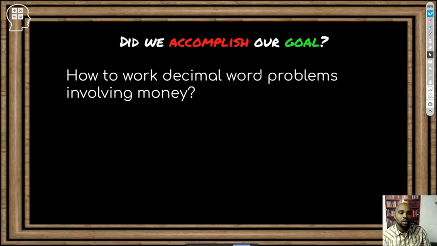All right, so that's how we work decimal problems that are in a word problem. You just go step by step, identify the question they're asking, think about how you're going to answer that question, set it up as an expression, and then solve it, making sure you answer that question.